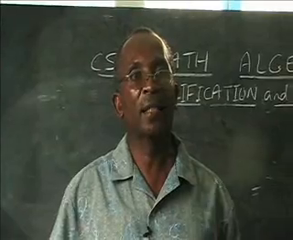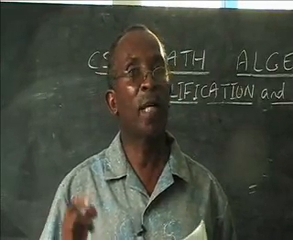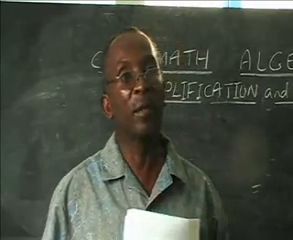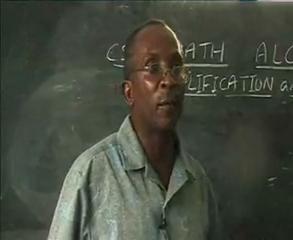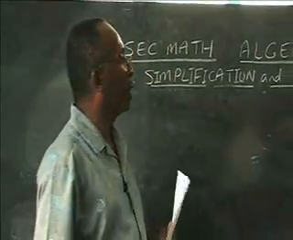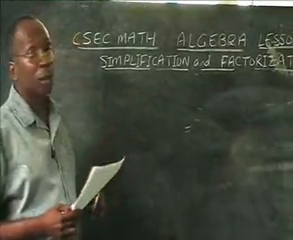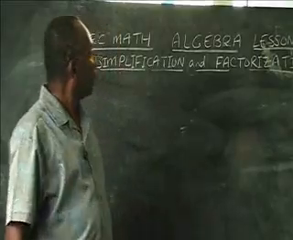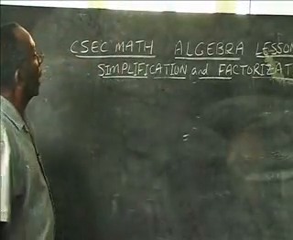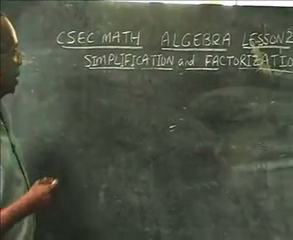This is now the second lesson in our series on algebra, and we hope that you took the time to look at lesson number 1. If you did not, I'll advise you to do so, because we're going to continue from where we left off the last time. We were looking at simplification. We want to do a couple more examples in that, and we want to get into some factorization today. So we hope that you are going to continue to view as we continue looking at these very important topics that are on the CSEC syllabus.